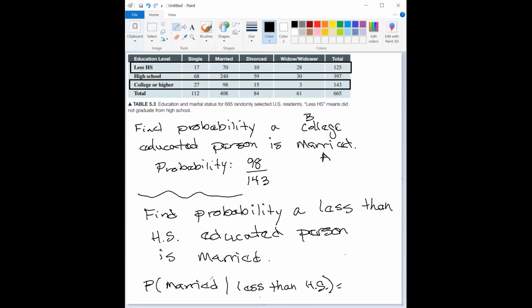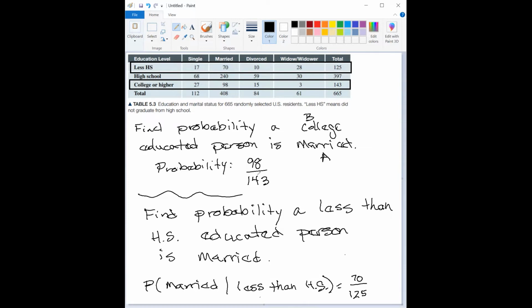So we want to find the probability that someone's married. There are 70 people in our event space that would meet that criteria, over how many total less than high school people? 125. So that's how you do it. That's how you calculate conditional probability.